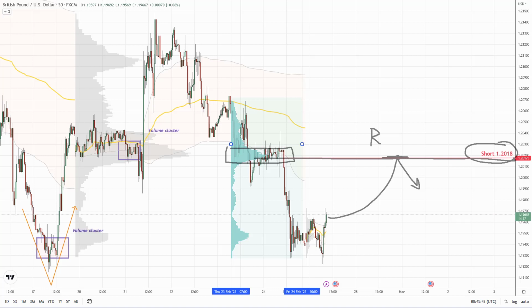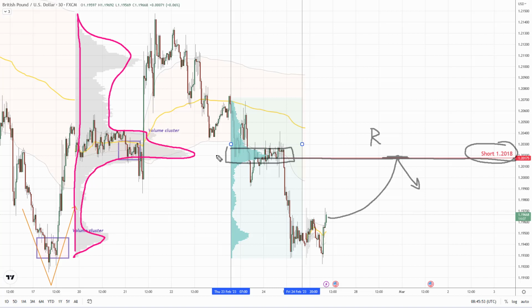Now, very similarly as on Bitcoin, we also have a weekly point of control in here. So again, this is the weekly volume profile from the previous week. And again, we have that weekly point of control here. Again, it adds strength to our resistance. All right, so that's for the British pound US dollar.